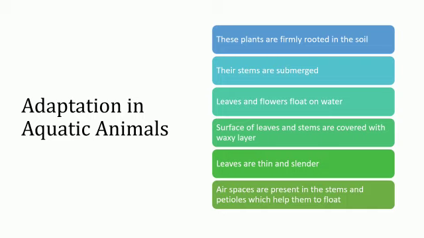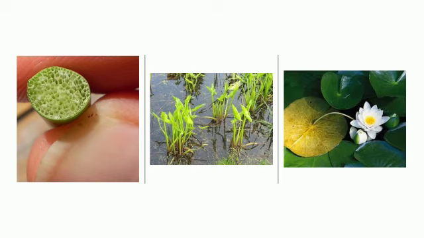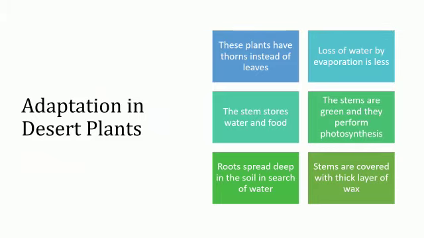Stems and leaves are slender, thin and ribbon-like so that they can withstand the fast currents of water. Stems also have air spaces in them so that they can easily float. Here you can see the waxy layers on the leaf, and you can also see the air spaces which are present in the stem. Desert plants are either leafless or have small needles which are actually leaves modified into thorns. As a result, they lose very little water by evaporation.